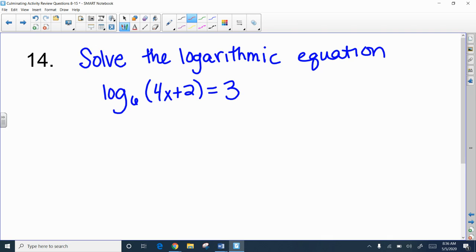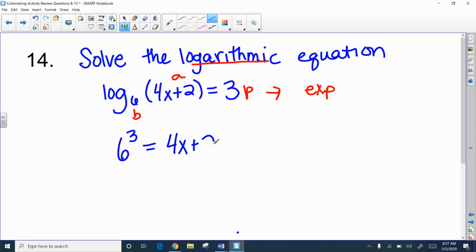Step one is to isolate the logarithmic part, which is already done here. Step two is to change forms. So this is in the form log base b of a equals p. It's logarithmic, so I need to change it to exponential. So in exponential form, it would be b to the p power equals a. So that'd be 6 to the third power equals 4x plus 2. Then step 3 is to solve for x.